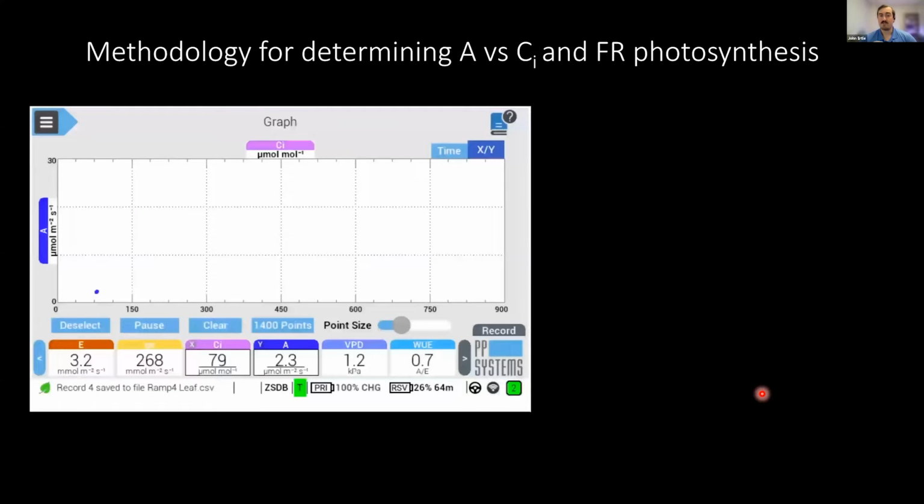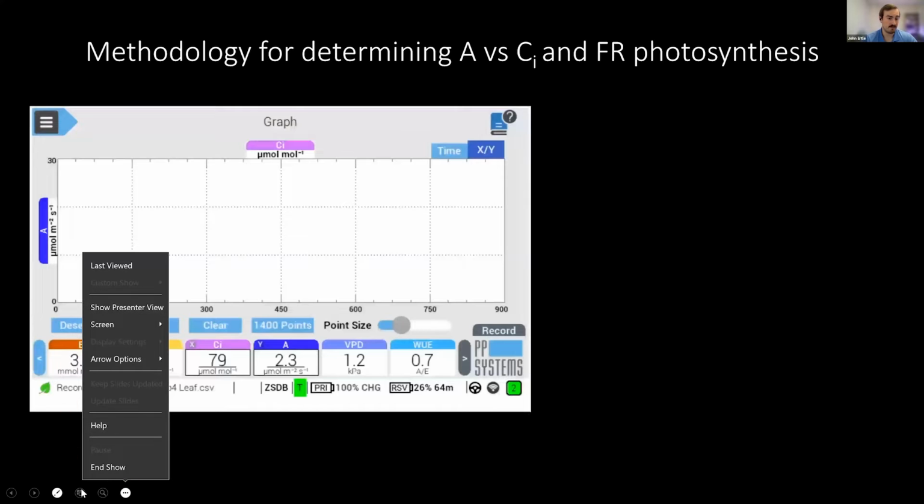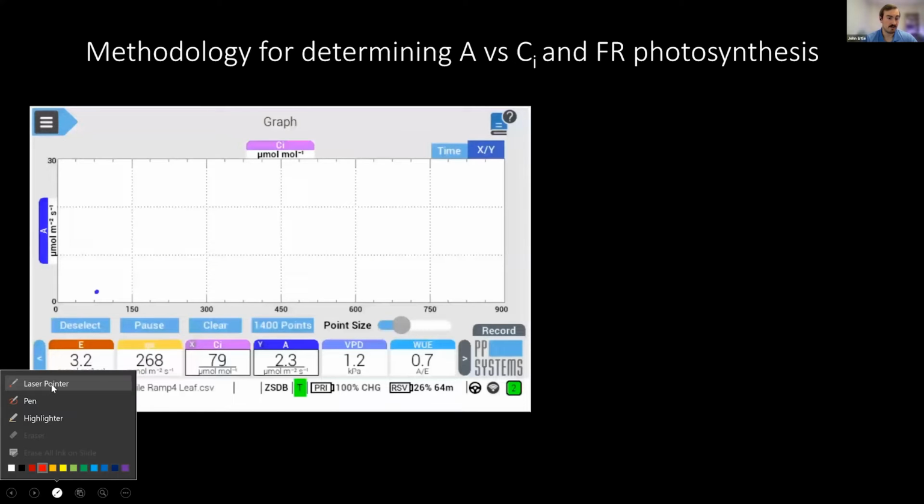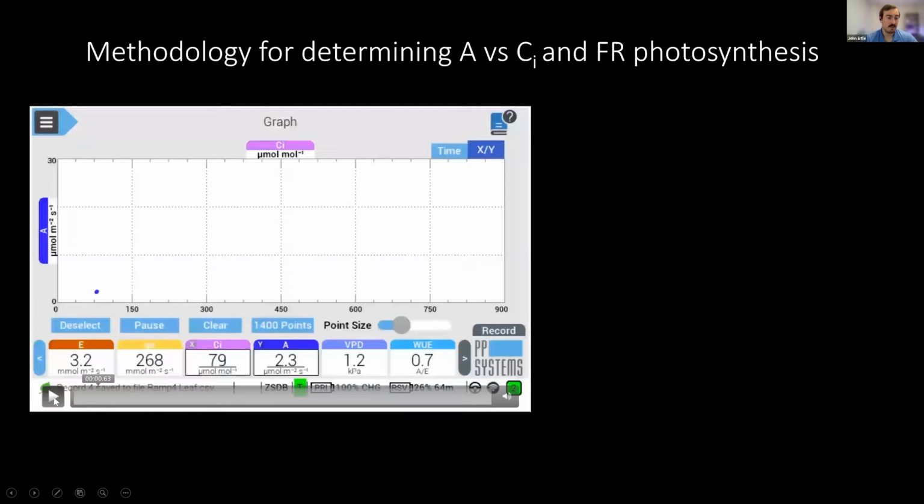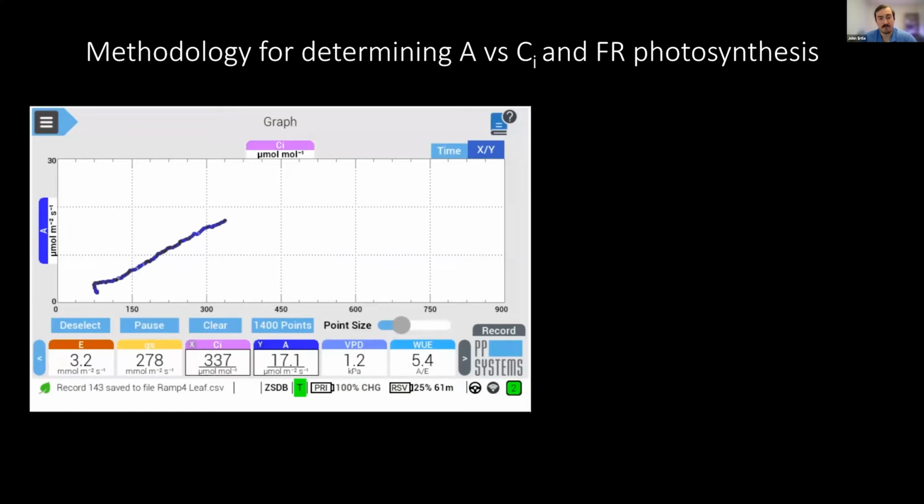So some of the methodology I used to determine the far red and ACI data that I collected: PP Systems created a fast ramping mechanism, basically to better understand and quickly collect data to generate ACI curves. So in about 5 minutes or so, we can ramp CO2 from a very low level, in this case, about 100 micromoles per mole or ppm up to 1,000 micromoles per mole.